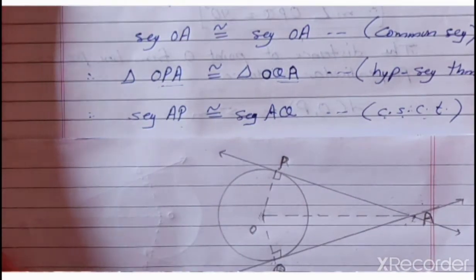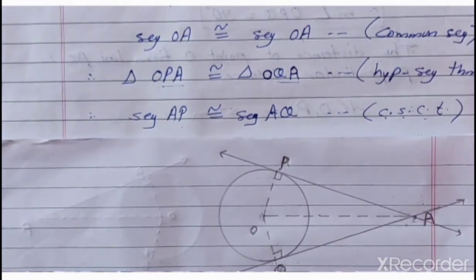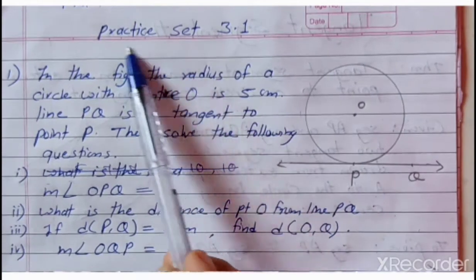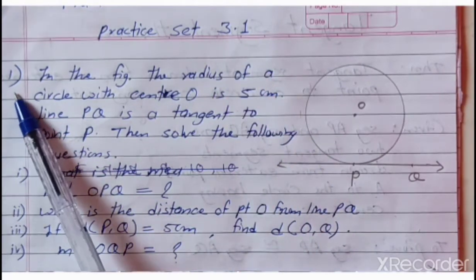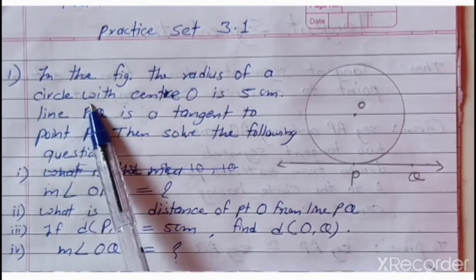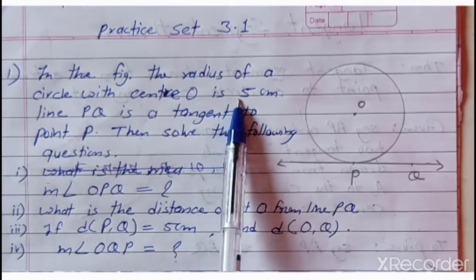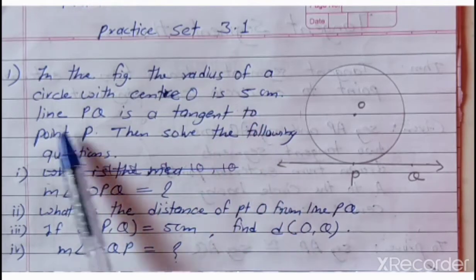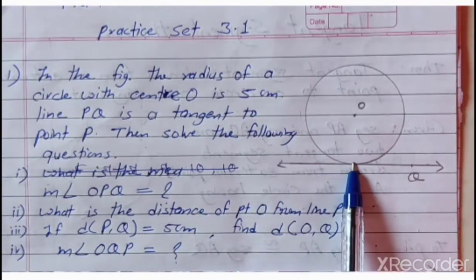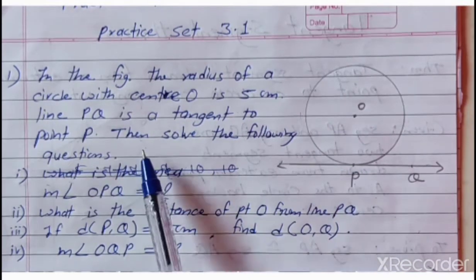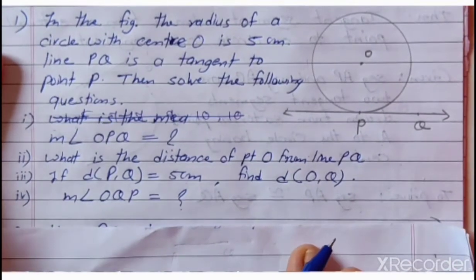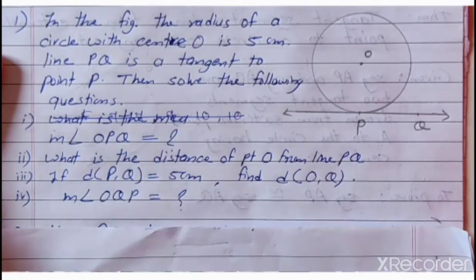Let us solve some questions based on this theorem. Practice questions based on practice set 3.1. This is our first question. In the figure, the radius of the circle with center O is 5 centimeter. Line PQ is a tangent at point P. Then solve the following questions. Here we have to find first the measure of angle OPQ.